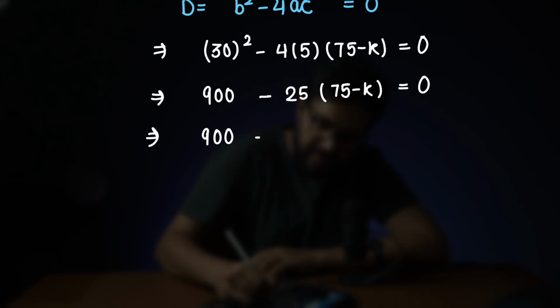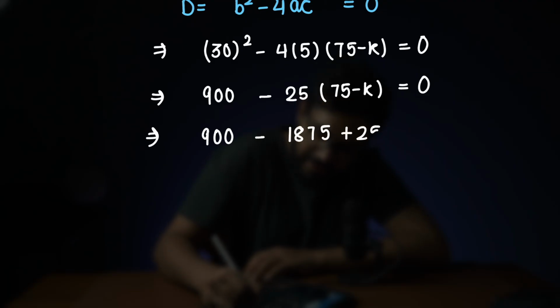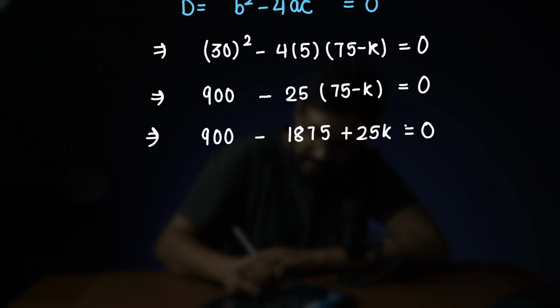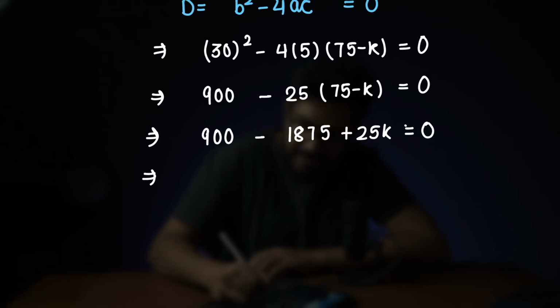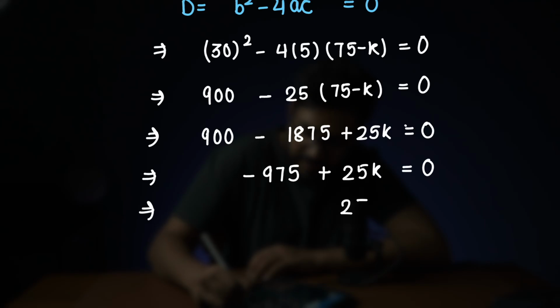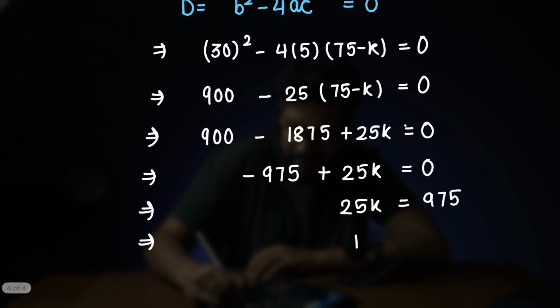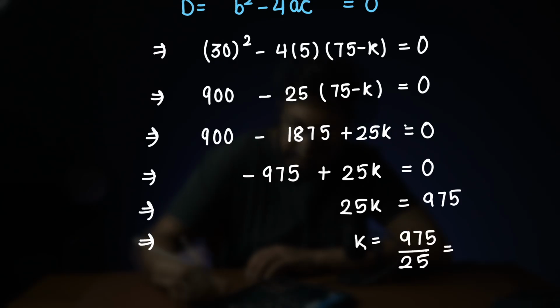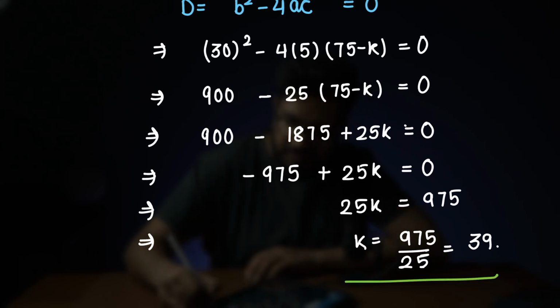So 900 minus 20 into 75 is 1500 plus 20k, which is equal to 0. This implies 900 minus 1500 is minus 600 plus 20k, which is equal to 0. Take the constant to the other side, so 20k is equal to 600. This implies the value of k is 30. So this is our final solution.